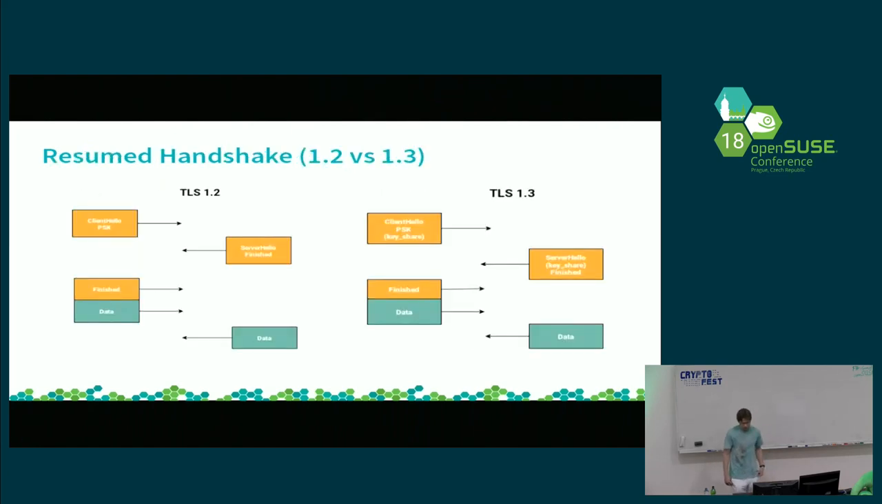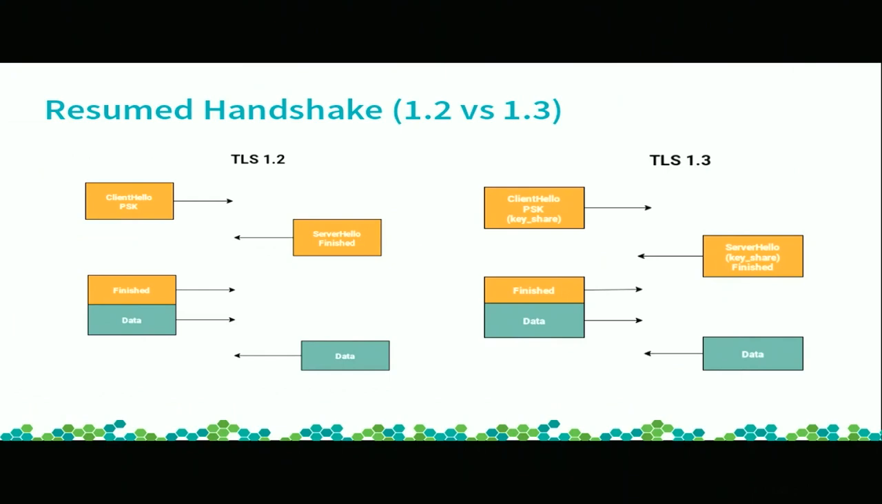Here in the resumption in TLS 1.3, there's an additional key share message, which basically means that the Diffie-Hellman groups will be negotiated and secret material will be derived using this algorithm. So instead of using the pre-shared keys from now on, after the handshake, we will have brand new keying material.